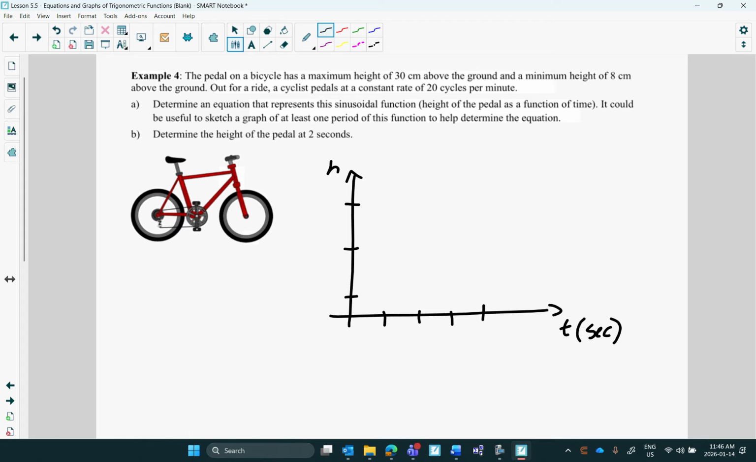All right, so let's get these values. What's this one? 30, because it tells you that's the maximum height of the pedal. It also tells you the minimum height, 8. Which means we can find the mid height. 19.